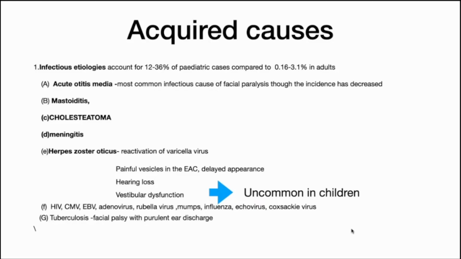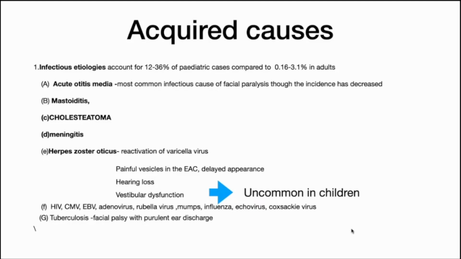Another very interesting cause is herpes zoster oticus, which is caused by reactivation of the varicella virus. It is characterized by painful vesicles in the external auditory canal, though these may have a delayed appearance. Hearing loss and vestibular dysfunction are not very common in children in herpes zoster oticus.